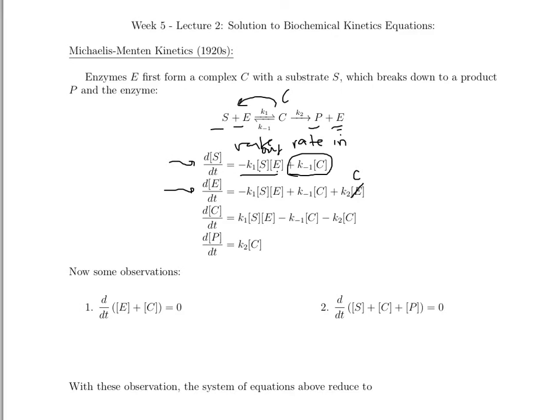We can make that argument for all four of the equations. Notice one correction here is that this last term on the second equation should be concentration of C right there. So let's see what we can do with these equations.